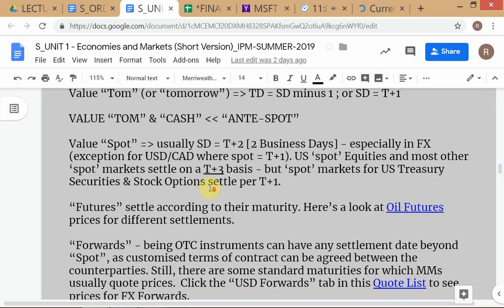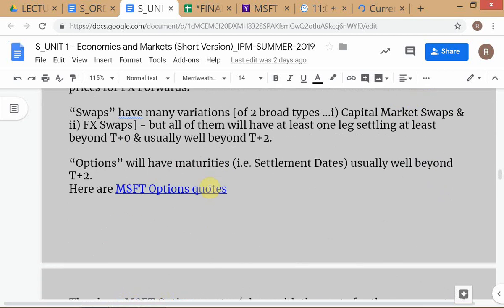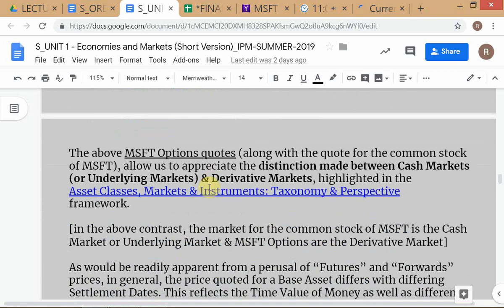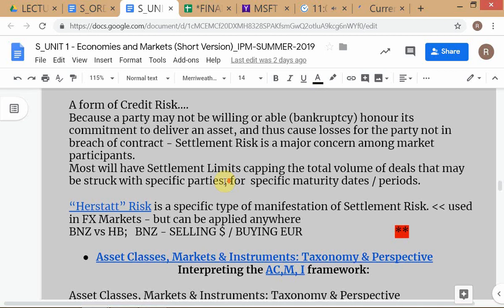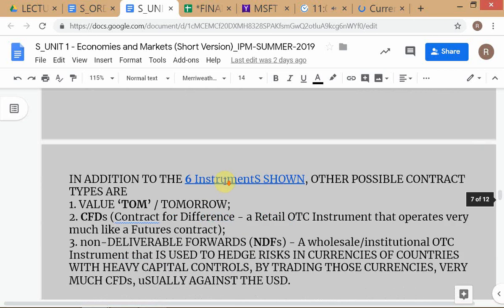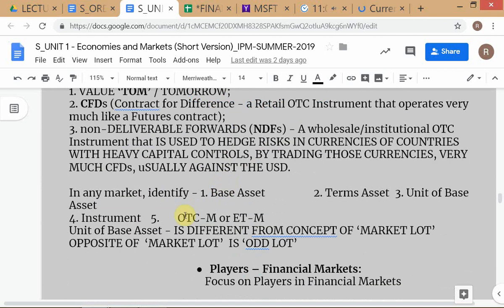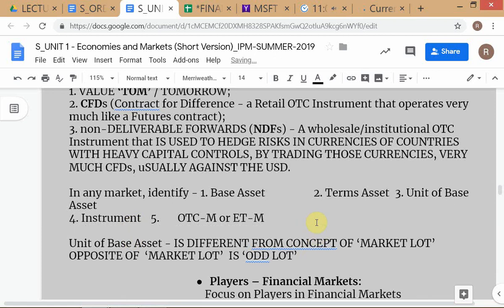There is a part where I've said that the moment you encounter any market, when you're trying to understand what's happening in that market, or at least the basic rules of that market, I've said this at a point of time for any market. So here I have to actually add one more element. What is that missing element here? I've said base asset, terms asset, unit of base asset, instrument, whether it's an OTC market or an exchange traded market. What is the element that is missing here? Market lot. Very good.